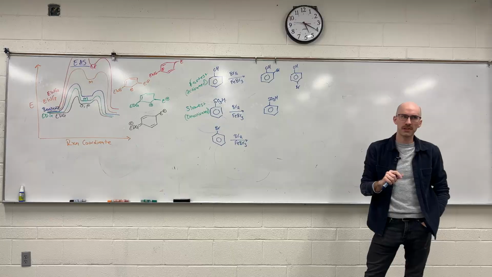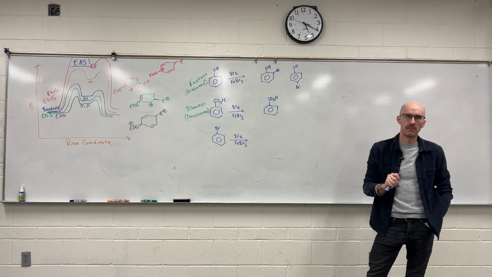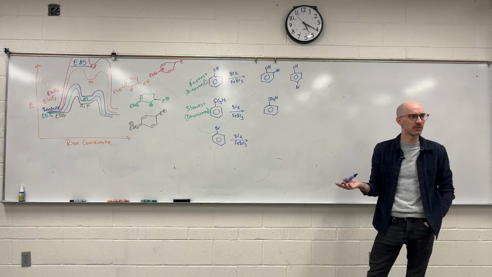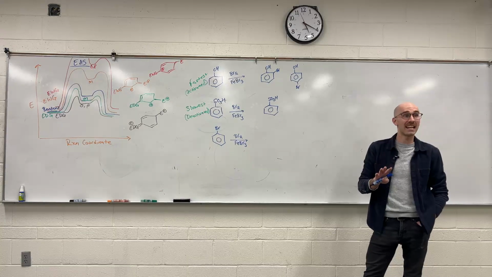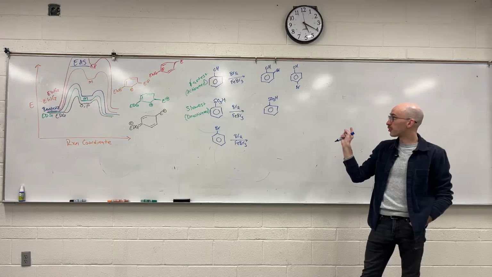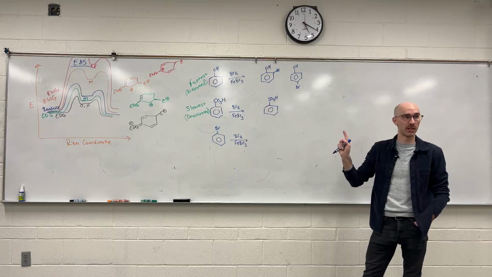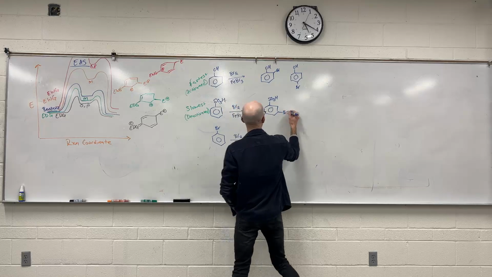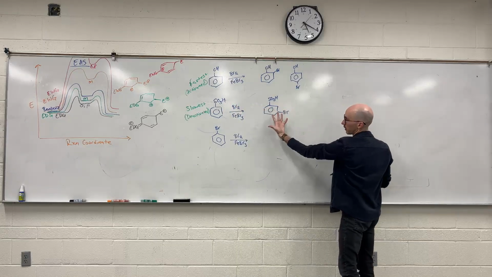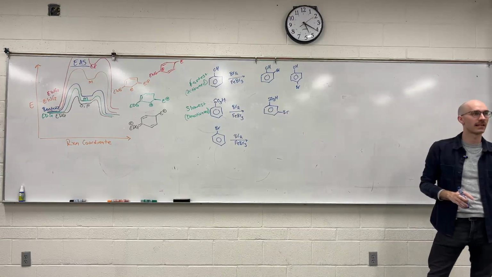How many meta positions? Which one should I choose? Either. This is an achiral molecule. Those two meta positions are identical to each other. They're not different, so it does not matter where you draw this bromine. You flip this molecule like a pancake, it's the same molecule.